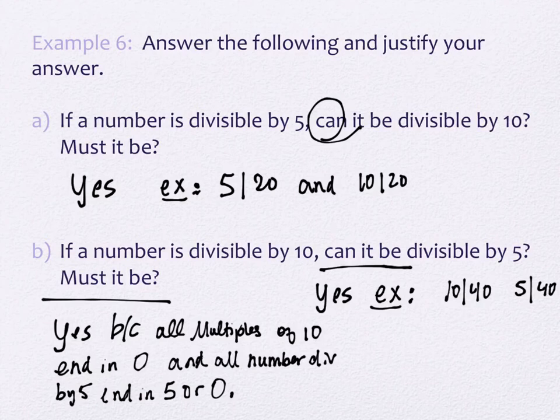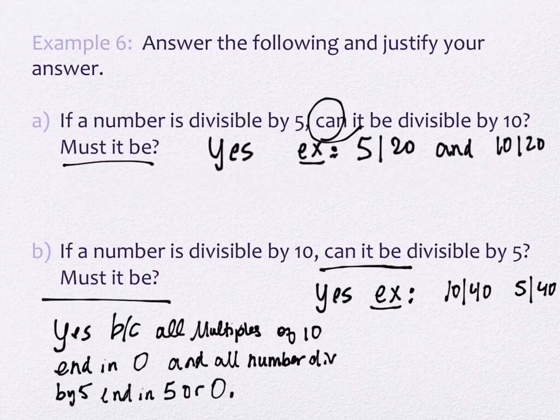I'm so sorry, I skipped this one up above. The must it be here. So the can it be answer was yes. How about the must it be? No. That's a no. And so often when you're told the answer is no, you have to provide justification by way of a counterexample, right? So you need a counterexample that shows that a number is divisible by 5 but not divisible by 10.